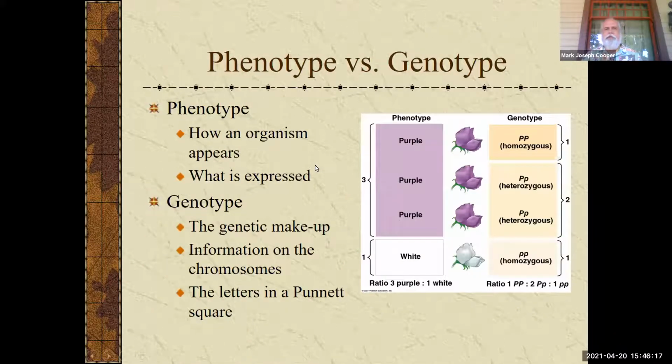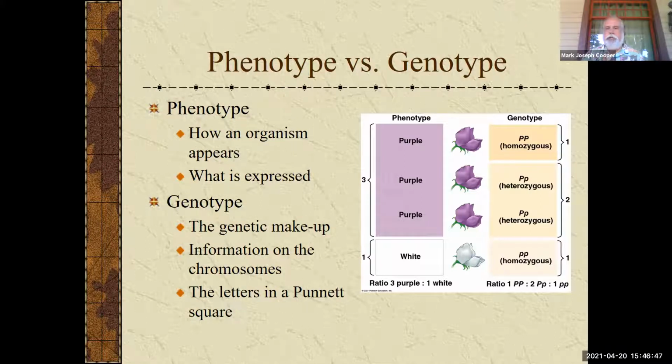All right, so another set of terms that was on an earlier slide that you need to know is phenotype and genotype. You have to be very careful, because these are often mixed up a little bit. Phenotype is basically how an organism appears. That is the trait you're looking at for that character. So purple and white in the flower examples would be phenotypes.